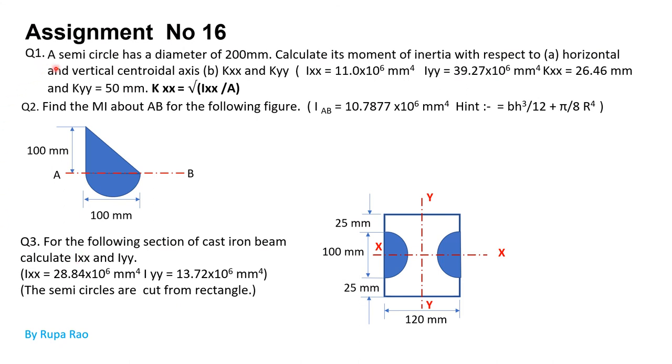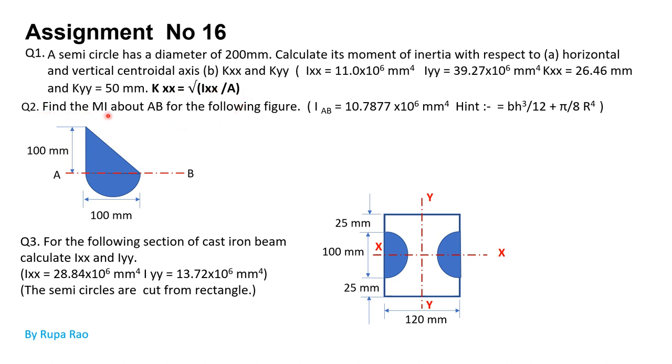Question number 1, a semicircle has a diameter of 200 mm. Calculate its moment of inertia with respect to horizontal and vertical centroidal axis, Kxx and Kyy. Ixx is 11.0 × 10⁶ mm⁴. Iyy is 39.27 × 10⁶ mm⁴. Kxx is 26.46 mm and Kyy is 50 mm. The formula for K is under root I upon A.